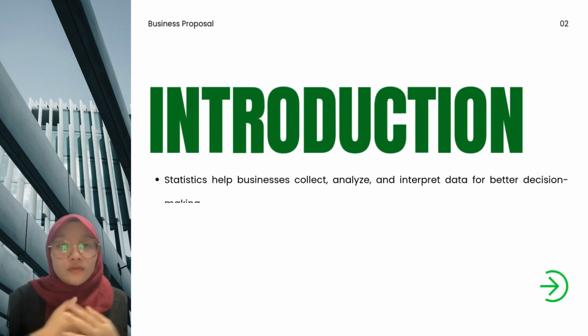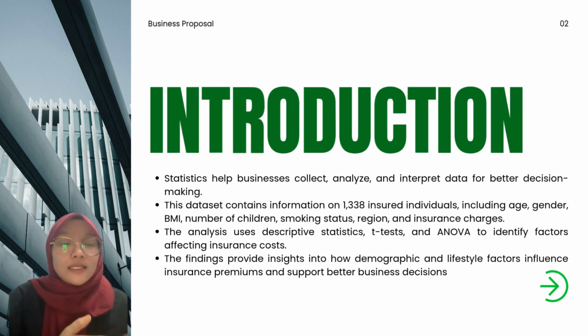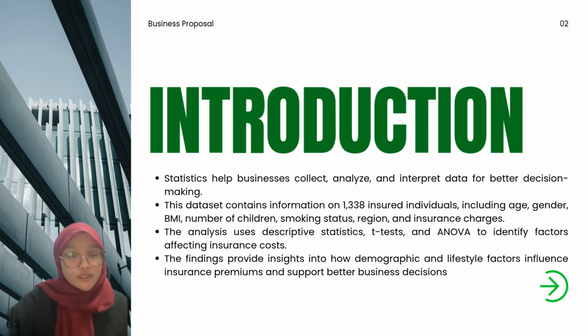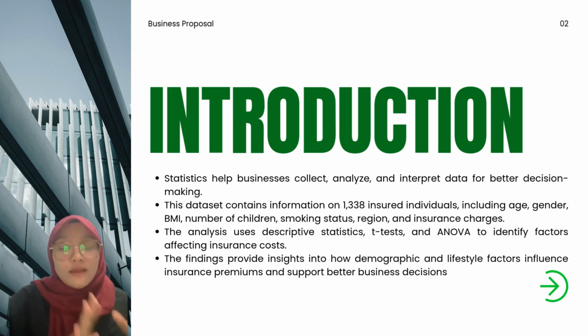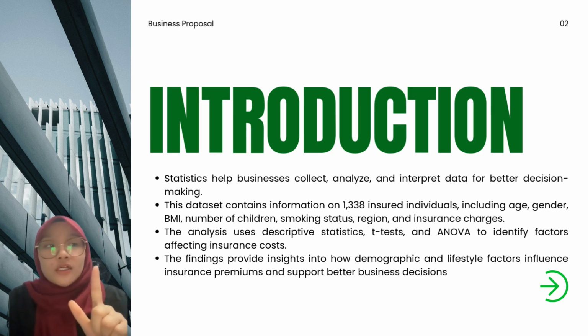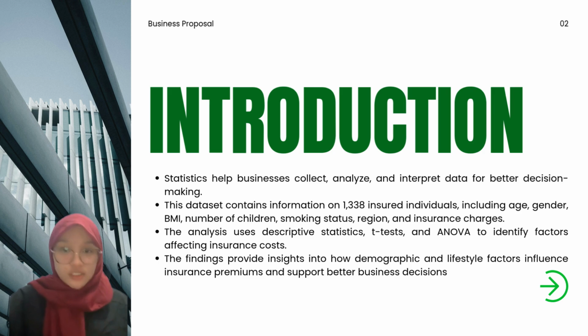Good morning everyone. Today I will present the statistical analysis of a life insurance dataset containing information from 1,338 individuals. This dataset includes 7 variables, which are age, gender, BMI, number of children, smoker status, region, and insurance charges. Age, BMI, number of children, and charges are quantitative variables, while gender, smoker status, and region are qualitative variables.